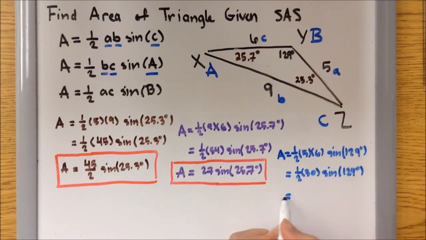And then 1/2 of 30 will be 15. Then times sine of 129 degrees. And here, this is where I'm going to stop because I can't simplify the 15 nor the sine of 129 degrees. So I'm going to box that.